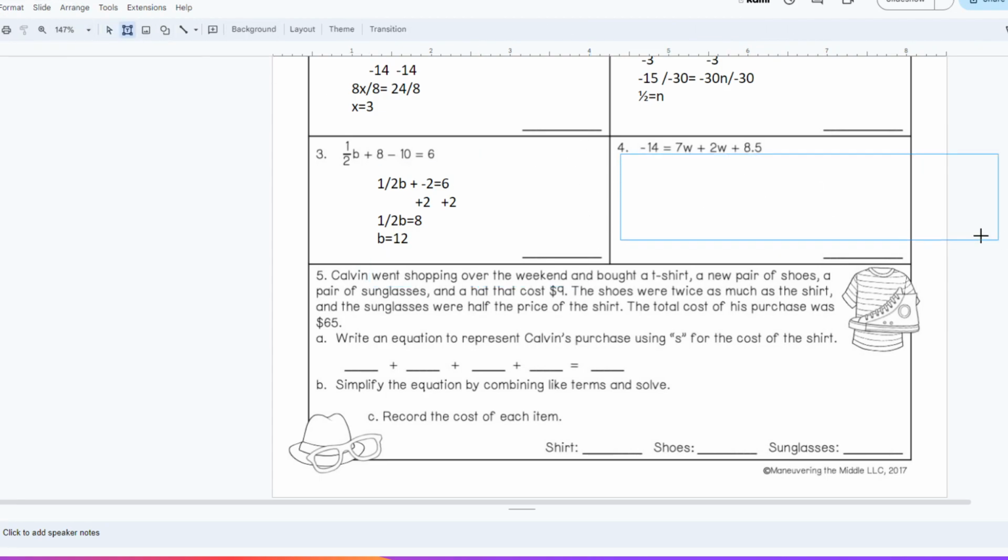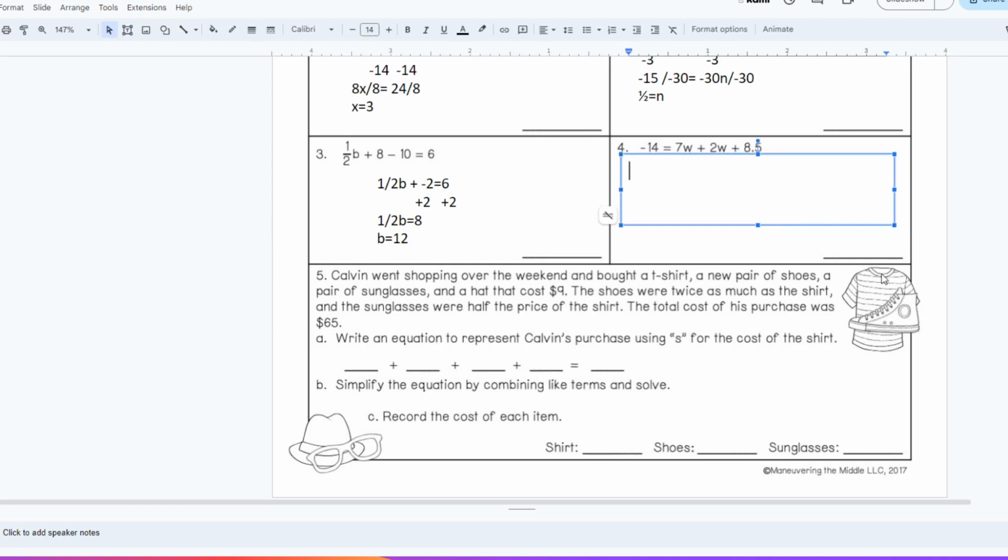Next one, we have this. We have negative 14 equals 7w plus 2w plus 8.5. So negative 14 equals, well, 7w and 2w are like terms, so we add them together. 9w plus 8.5. So all we're doing is combining our like terms first. Then we have it in a two-step equation, so we're going to get rid of our constant, 8.5, negative 8.5.